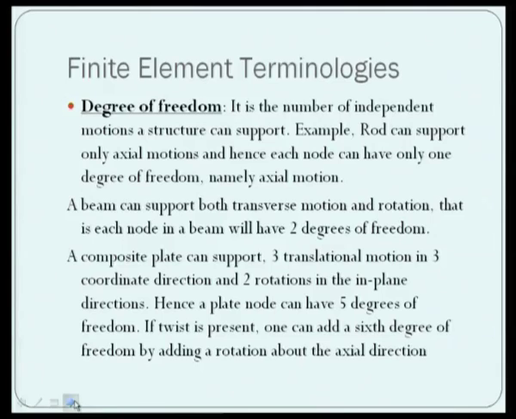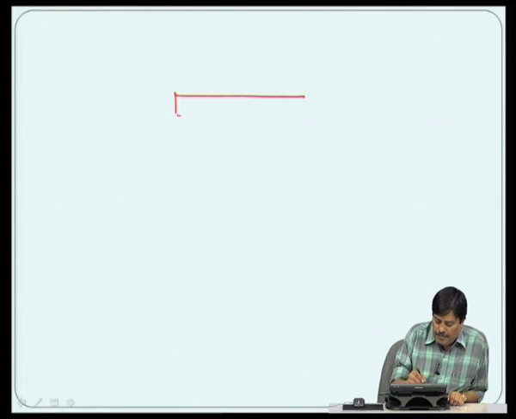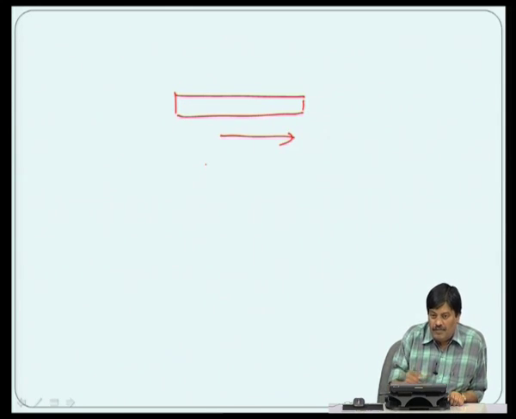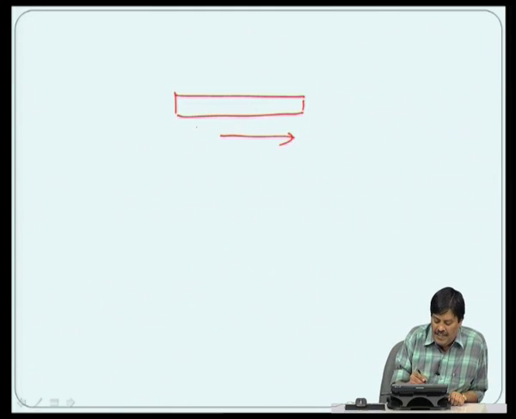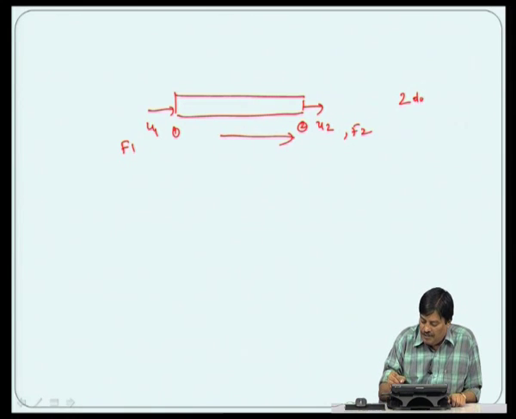If we need to add a twist about the axis, then we can add the 6th degree of freedom. To explain this a little bit, let us take a rod. So, a rod can move only in this direction. So, basically that means you have two nodes, this is node 1, this is node 2. This is U1 and U2, correspondingly you have F1 and F2. So, it can support only 2 degrees of freedom. So, this is a 2 DOF model.